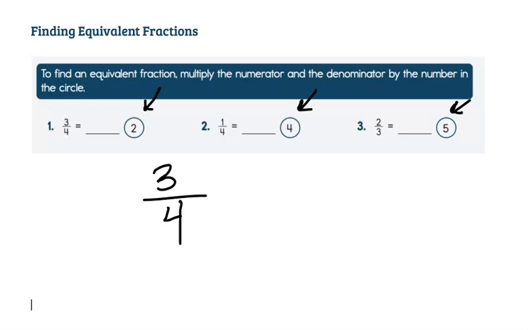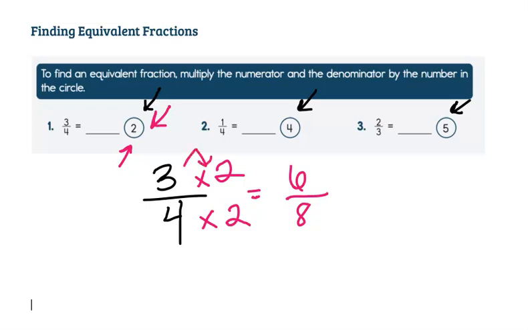Okay, so now let's go with this particular activity. They want us to multiply this fraction by 2. So I'm going to multiply by 2 in my numerator and by 2 in the denominator. So my equivalent fraction would be 6 over 8. Why? Because 3 times 2 is 6 and 4 times 2 is 8. So an equivalent fraction to 3 over 4 would be 6 over 8. All right.